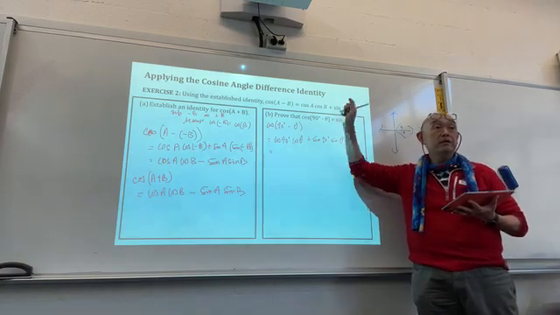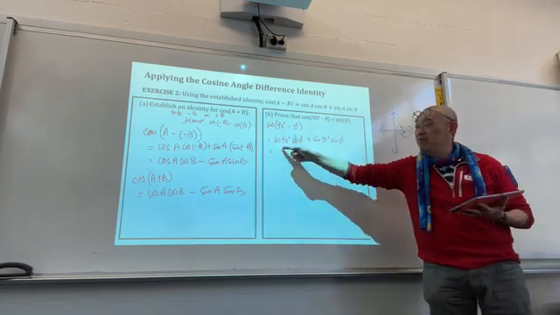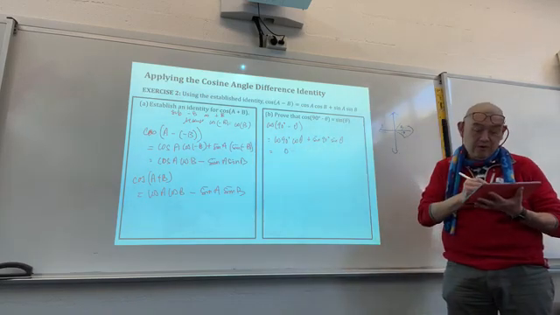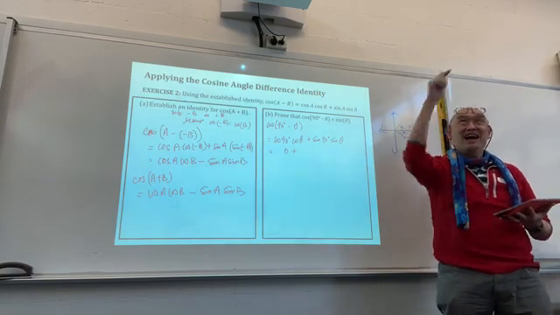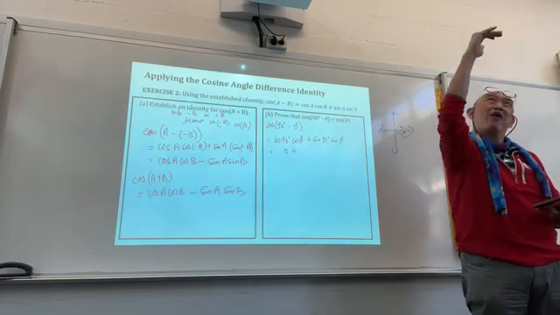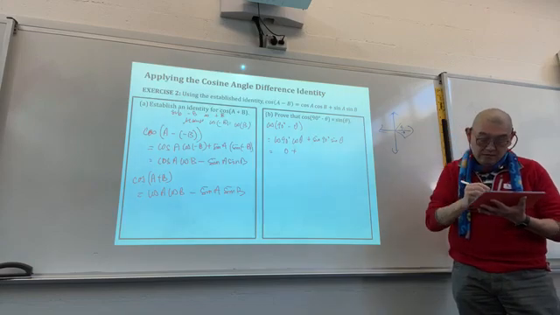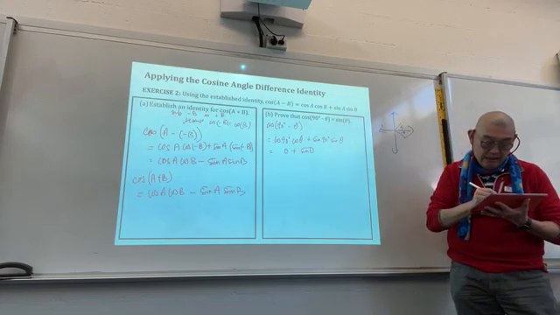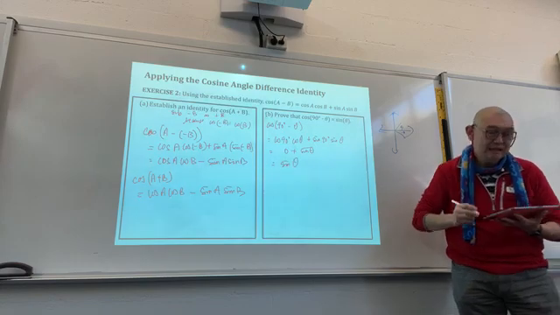Cos 90 degrees is 0. Therefore there's 0. Sine 90 is 1. Sine is the y coordinate. Therefore, think about it, 90 degrees is at the y axis, so y equals 1. Therefore, cos of 90 degrees minus theta equals sine theta.